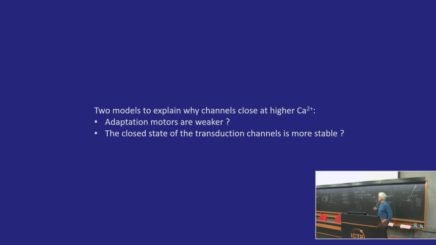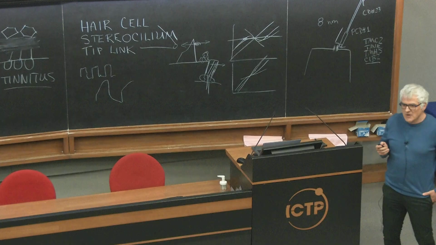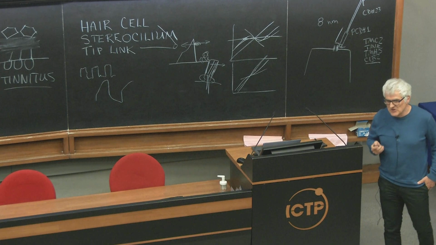Whatever the detailed mechanism, and we are unsure about the detailed mechanism, this active force production by myosin, as well as calcium feedback, results in active hair bundle mechanics. We study active hair bundle mechanics by using hair cells excised from the ear of the frog, which is really the great unsung hero of the field, because most of what we know about hair cells comes from this guy.